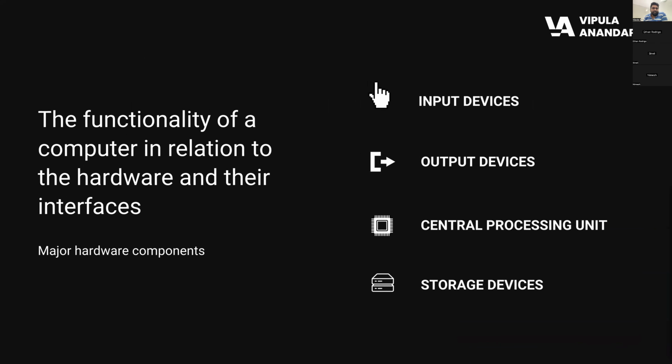Nice. So that is what we discussed about the size and the type. Now we are getting into the interesting part where we discuss the functionality of a computer in relation to the hardware and their interfaces. Okay, so this basically is categorized into 4 different parts, which we have the input devices, output devices, the CPU, and the storage devices.